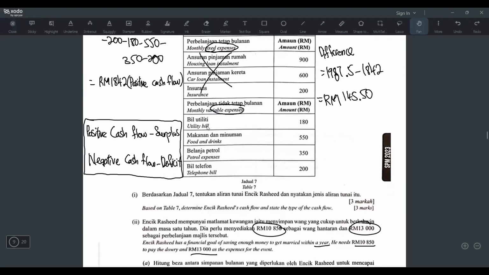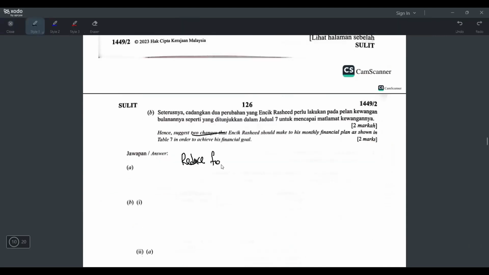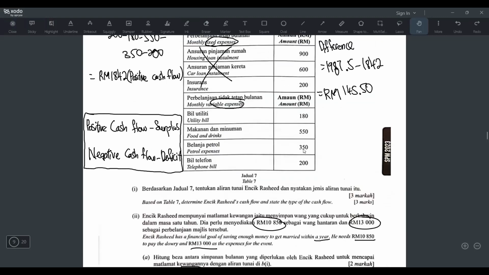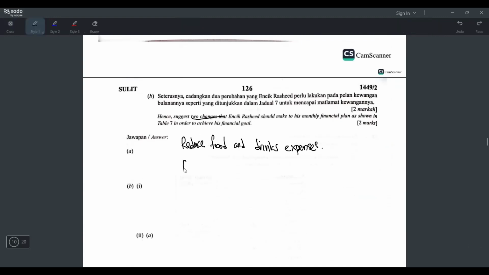So what you can do is you reduce the expenses. So we can choose the amount yang paling tinggi sini. So yang mana expenses yang paling tinggi? Food and drinks, right? 550 for 1 month. So I would just say reduce food and drinks expenses. Okay, kurangkan perbelanjaan makanan dan minuman. Another change you can make is you can also see that the petrol expenses is also very tinggi, right? So you can also say reduce petrol expenses.